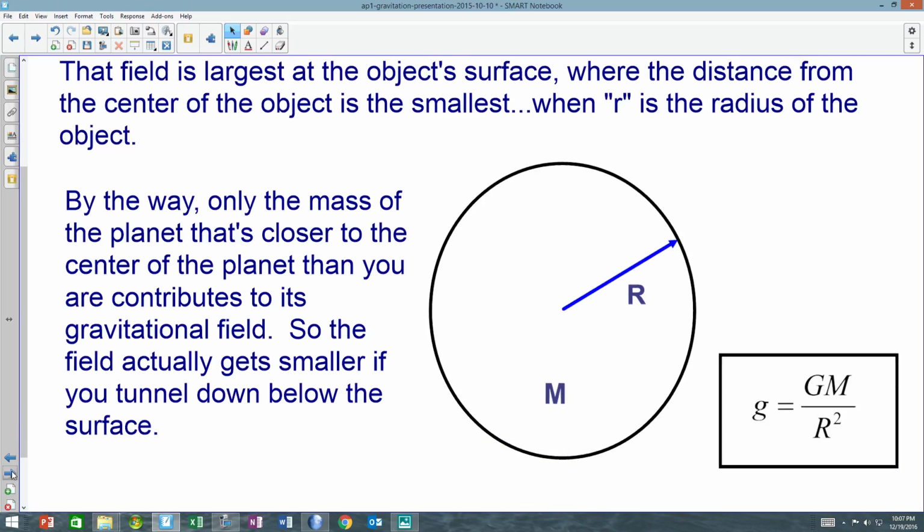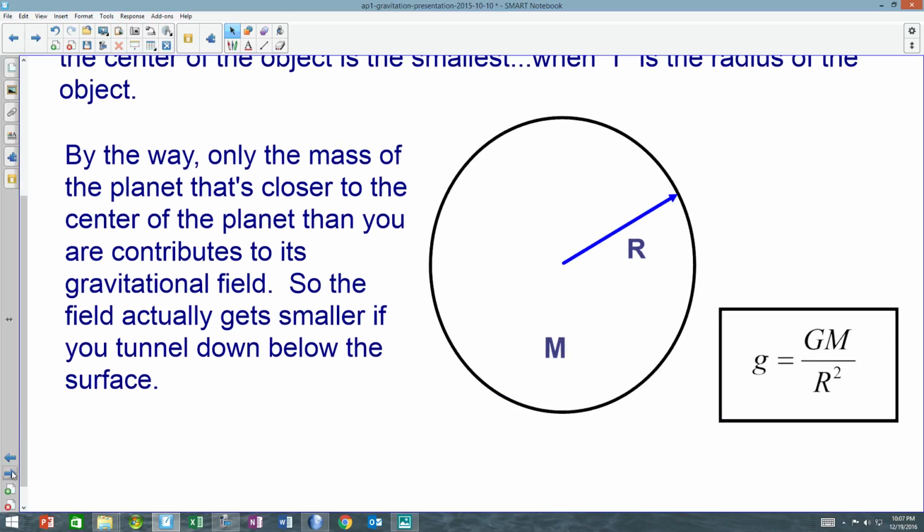Only the mass of the planet that's closer to the center of the planet than you are contributes to its gravitational field. So the field actually gets smaller if you were to tunnel down below the surface. So for instance, if this is our planet and I tunnel into this region right here, my r actually decreases and that gravitational field will decrease.